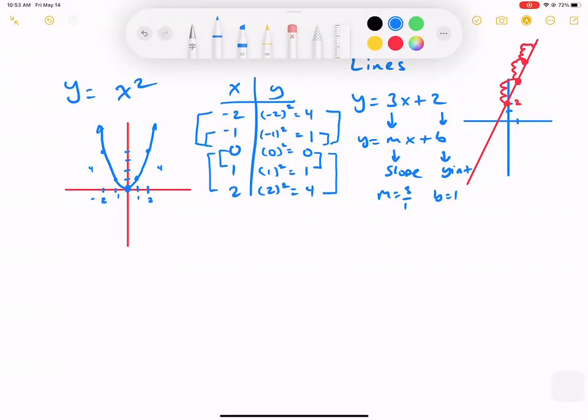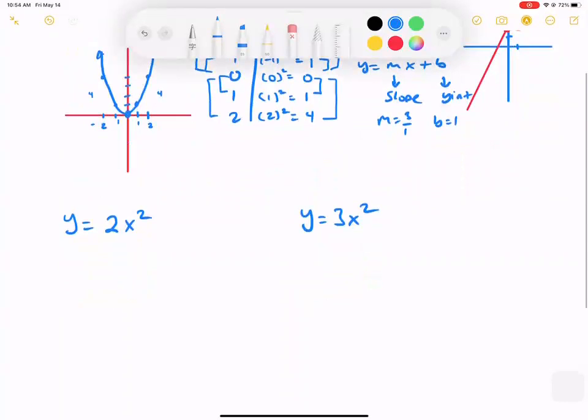Now, how would this graph change if I throw a number in front of it? If I write y is equal to, let's say, 2x squared. What happens when I say y is equal to 3x squared? What would happen to these numbers?